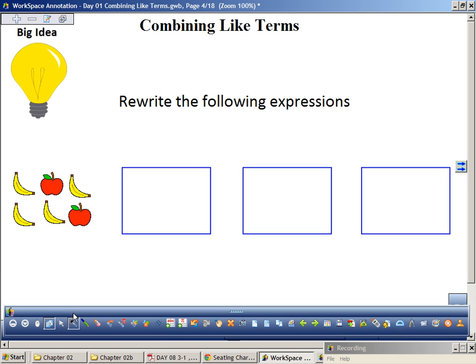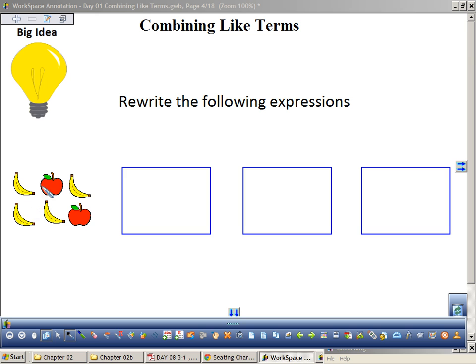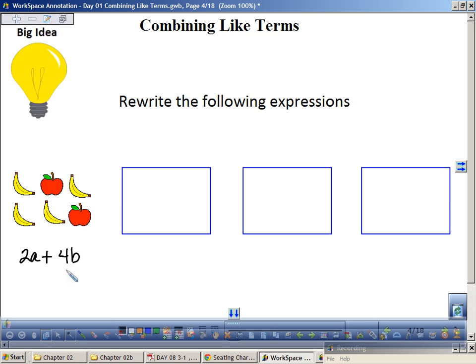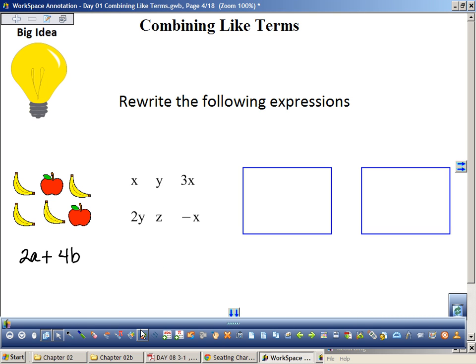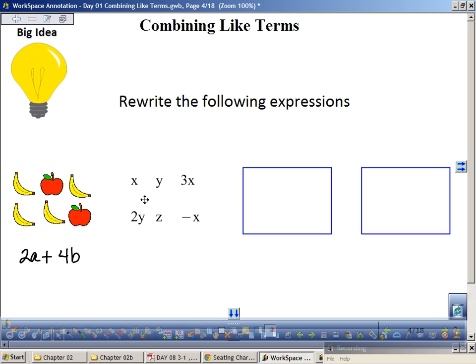Okay. So, if I were to write this out algebraically, I would write it as 2 apples plus 4 bananas. I wouldn't write 6 apple bananas, right? You wouldn't write that. Well, when we're using algebraic terms, it's the same thing. I would have to combine things that have the same variable with the same power.